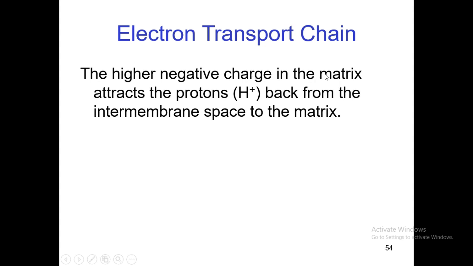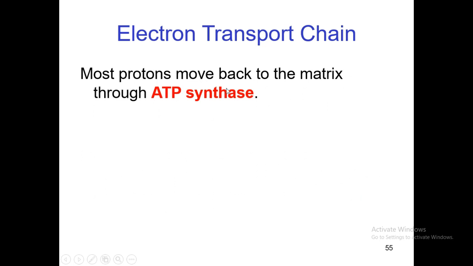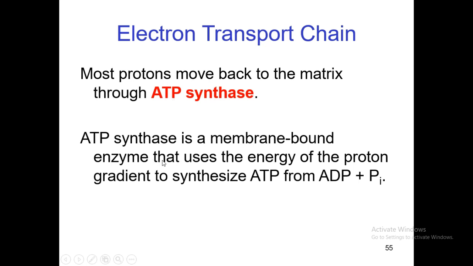So the higher negative charge in the matrix attracts the protons back from the intermembrane space to the matrix, and the accumulation of protons in the intermembrane space drives protons into the matrix via diffusion. And most protons move back to the matrix through ATP synthase. ATP synthase finally is the enzyme that uses the energy we got from the proton motive force, and we use that energy to synthesize ATP from ADP plus Pi.